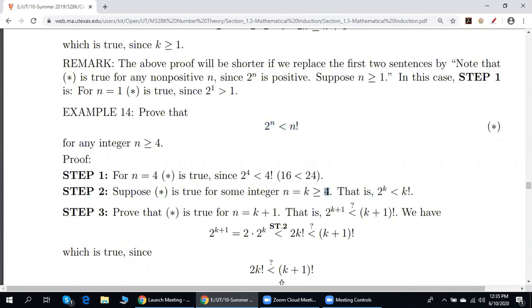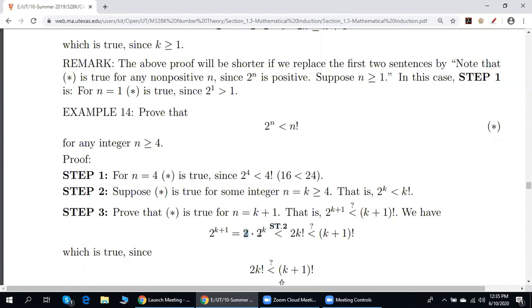Step 2. Suppose this is true for some integer n equal to k, which is greater or equal to 4, namely this. Step 3, prove that this is true for n equal to k plus 1. Prove this. As before, we start from the left-hand side. Here is the left-hand side. 2 to k plus 1 can be rewritten as 2 times 2 to k's power.